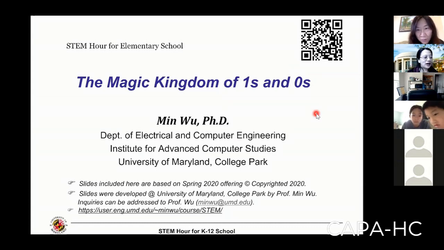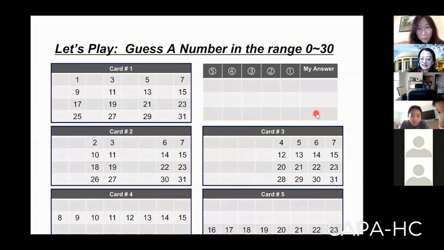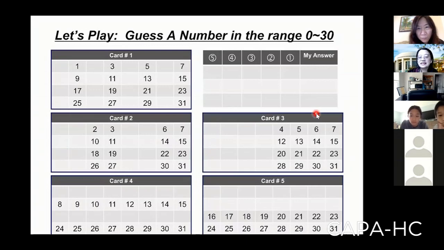Okay, so we are going to visit this kingdom, as I mentioned, different from our world. In this kingdom, we only have ones and zeros. So we know in elementary school, we start with counting from 0, 1, 2, 3, and all the way to 9. So we have 10 digits. But in this kingdom, we only have ones and zeros. So how do they talk? How do they count? And we are going to learn the ways they do things. So we will start with playing a game.